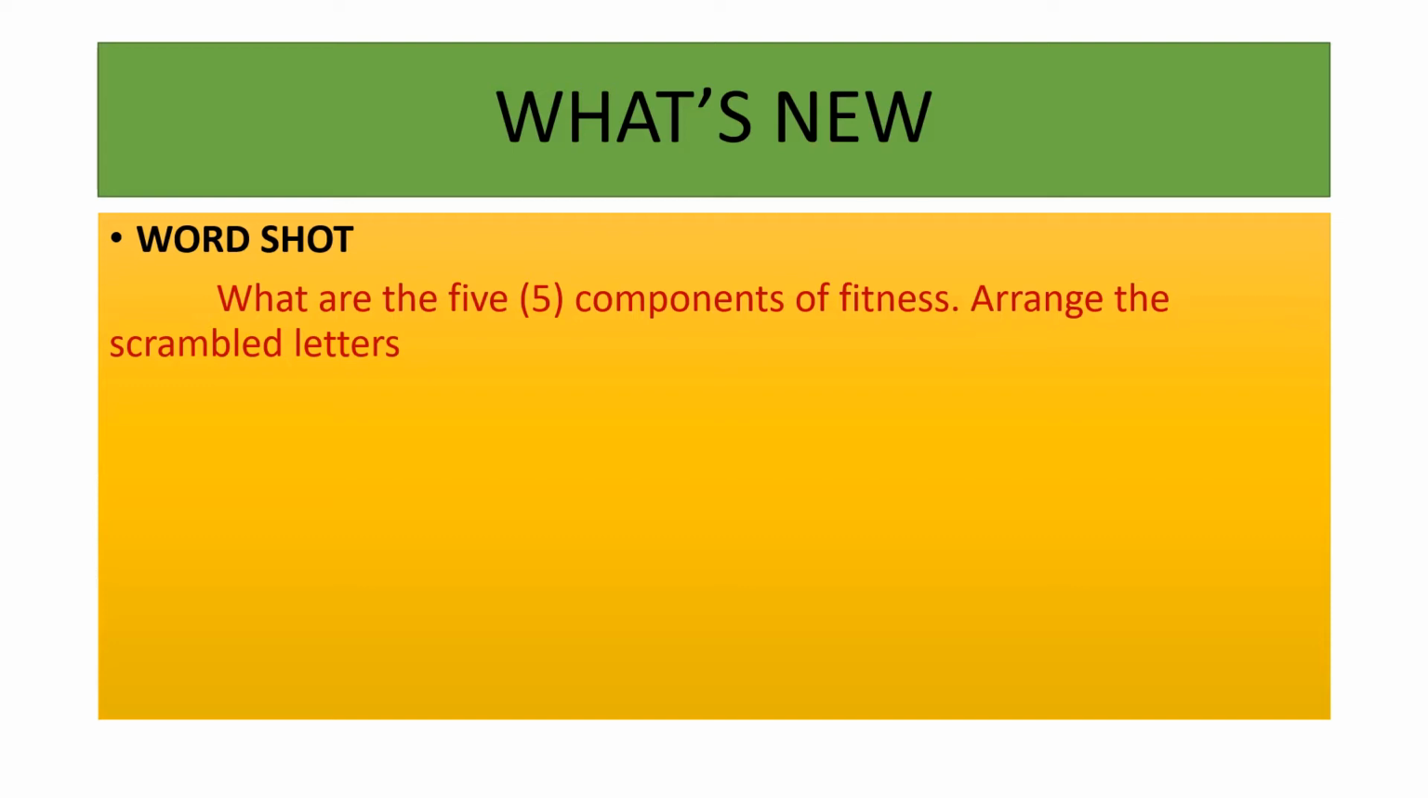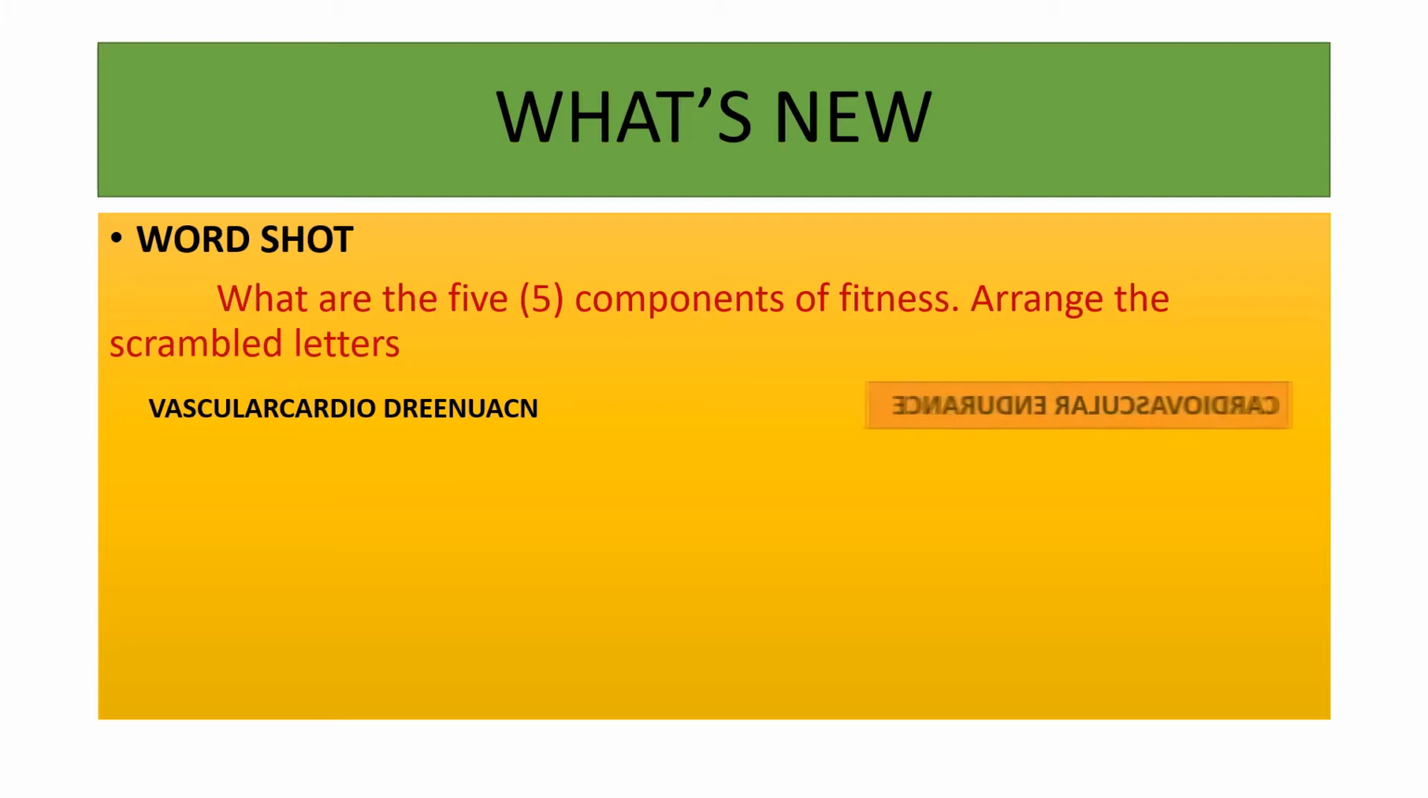What's new? Word shot. So what are the 5 components of fitness? Arrange the scrambled letters. First component. That is correct. It is cardiovascular endurance. Cardiovascular endurance is the level at which your heart, lungs, and muscles work together when you are exercising for an extended period of time.